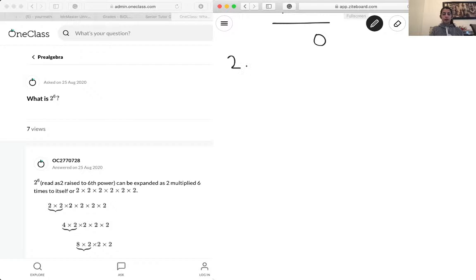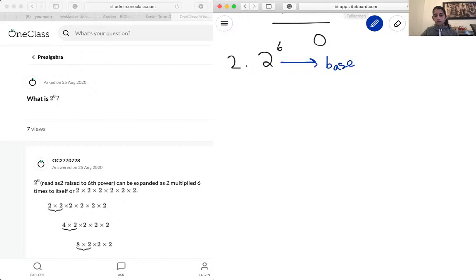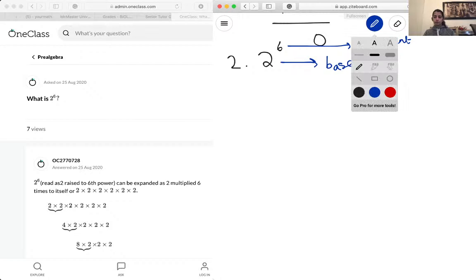Our second question is, what is 2 to the power of 6? So I'm just going to write down 2 to the power of 6. And we have to remember that 2 is our base and 6 is our exponent, which basically means the base is being multiplied by itself exponent times.